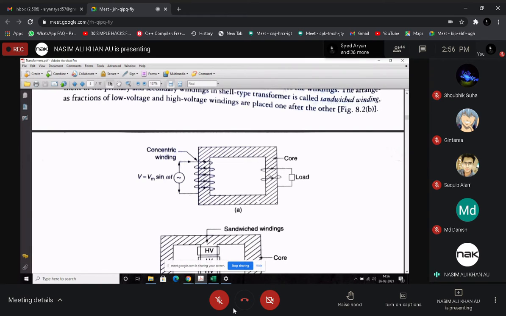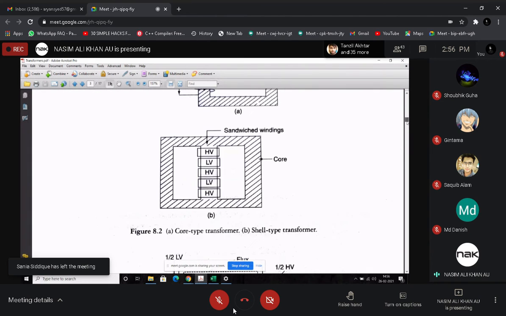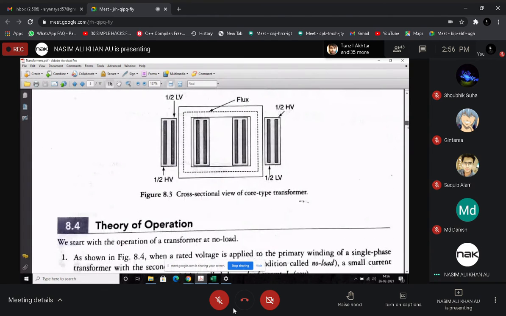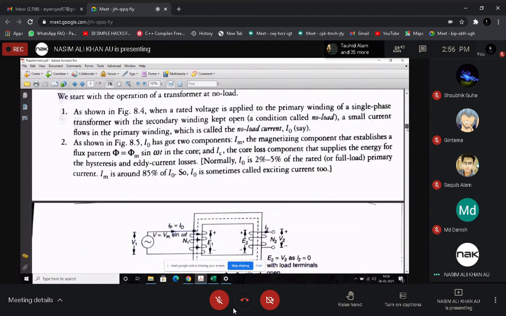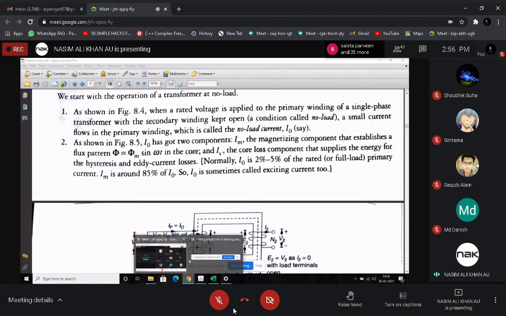So these are not important, sandwich winding this. Now this is the cross sectional view of the core type transformer, no need to worry about that. Now I am coming to that video lecture. I think maximum if you are there, no?